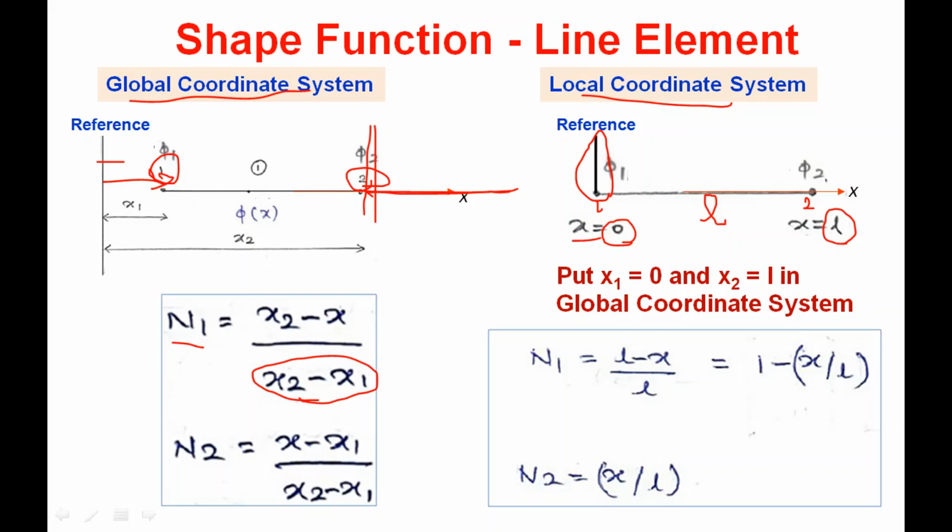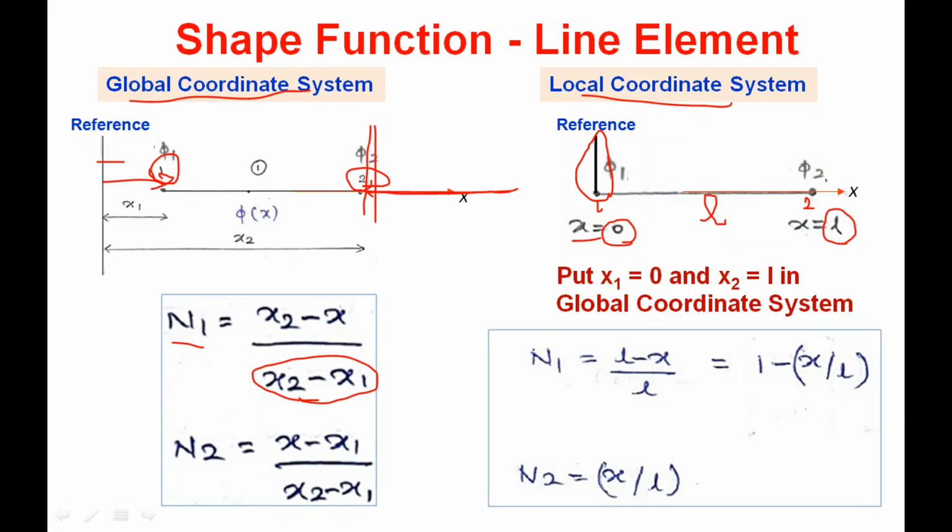Suppose when we use the global coordinate system, then the shape function will be different for different elements, right? Because when we go to the next element, we will get the values as x2 and x3 instead of x1 and x2. So for each element, the expression for shape function will be different. We cannot easily assemble all those elements. So for that convenience, in finite element method, we always use local coordinate system to define the shape function.